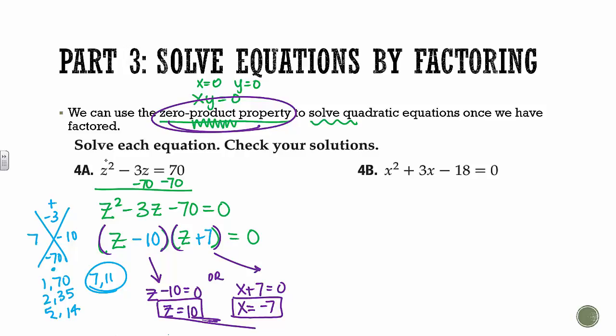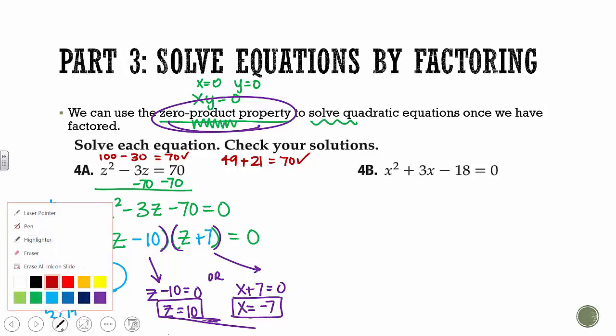Plug in 10 up here. We would get 10 squared, which is 100, minus 3 times 10, which is 30, which gives me 70. We can do the same thing with negative 7. Negative 7 squared is 49. Negative 7 times negative 3 gives me 21. And guess what? When you add those together, you get 70.